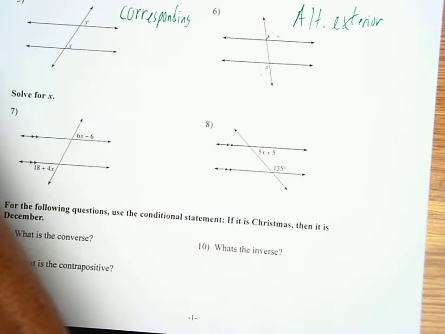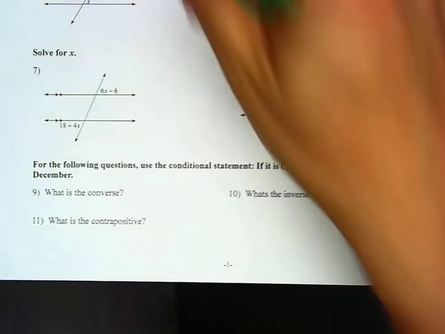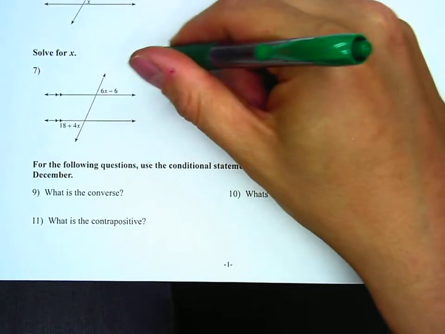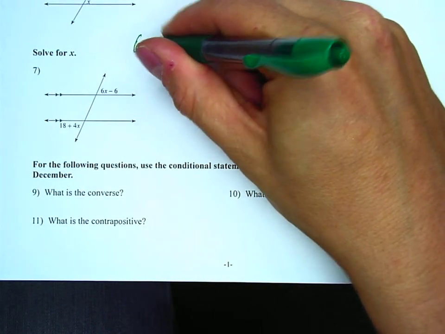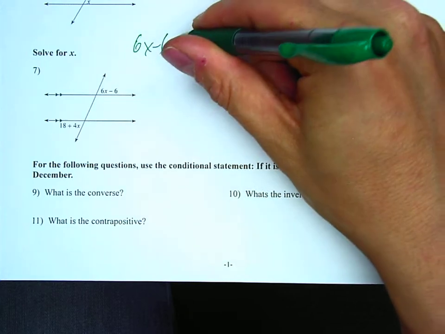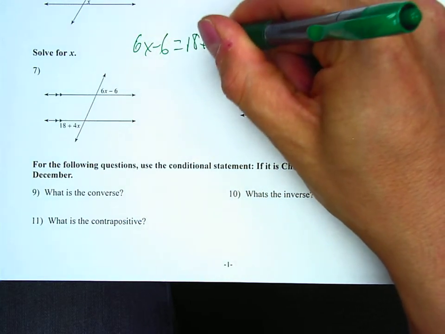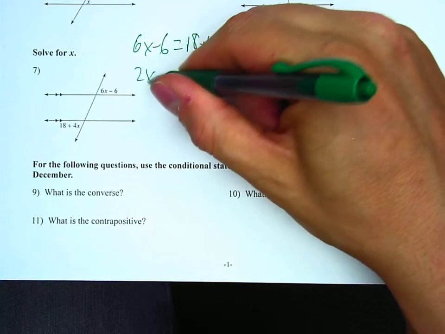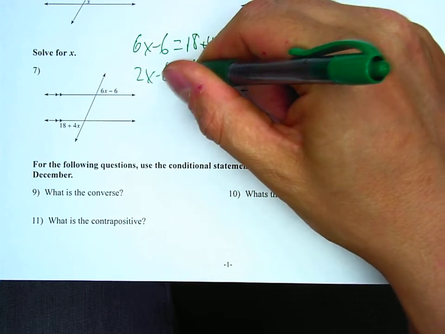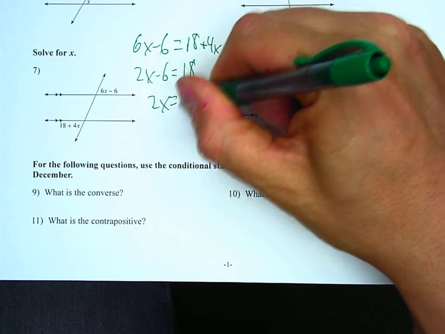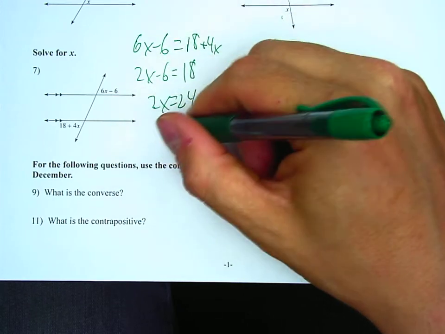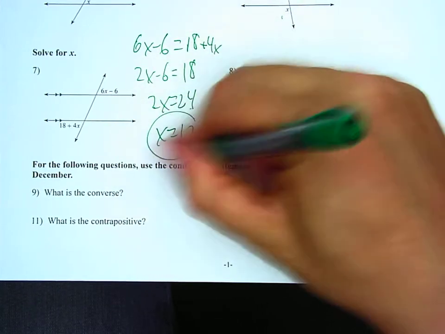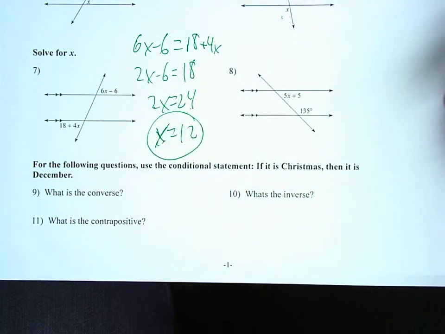All right, question 7. These are alternate exterior angles, so these will be equal to each other. So I will set 6x minus 6 equal to 18 plus 4x. I will take 4x from 6x to yield 2x. I will add 6 to 18 to yield 24. I'll divide 24 by 2 to get 12. Value of x here is 12.